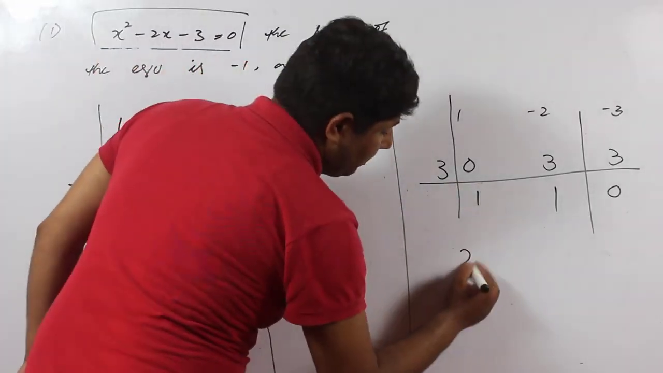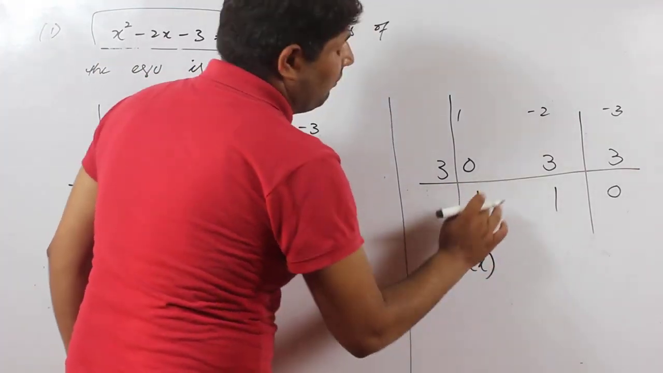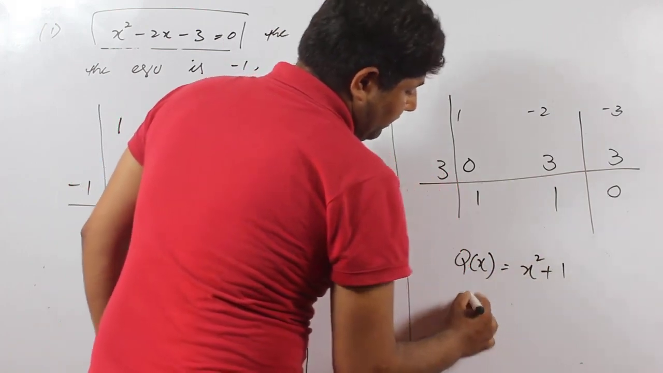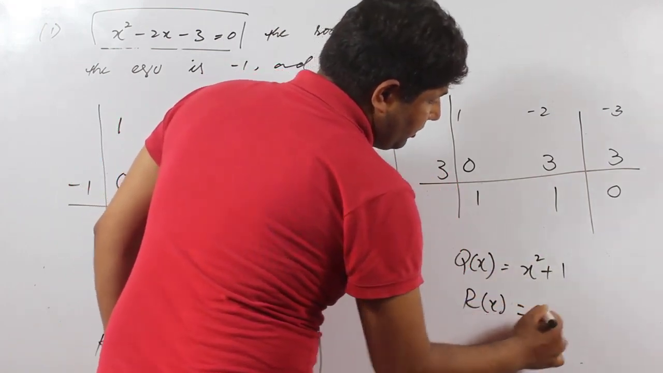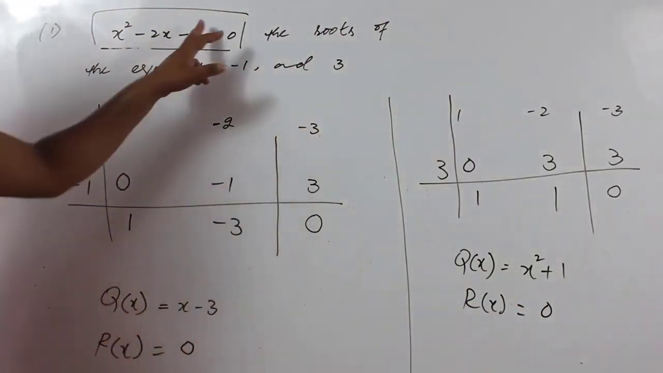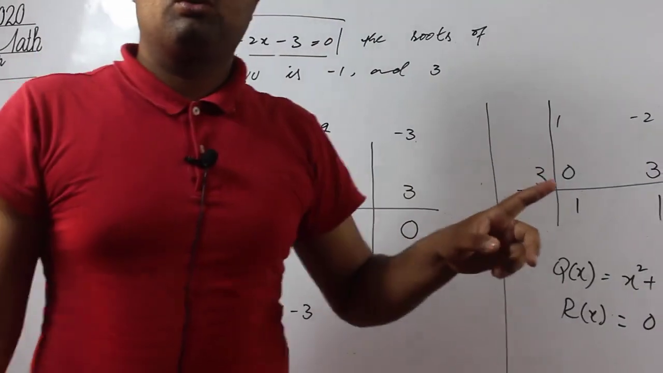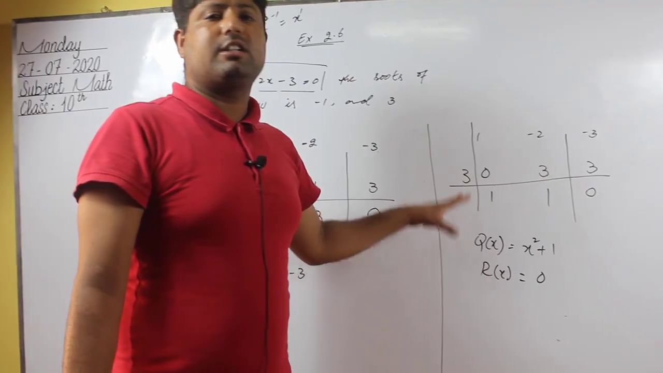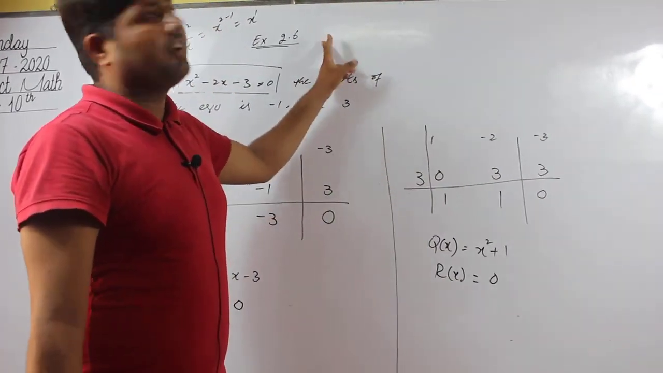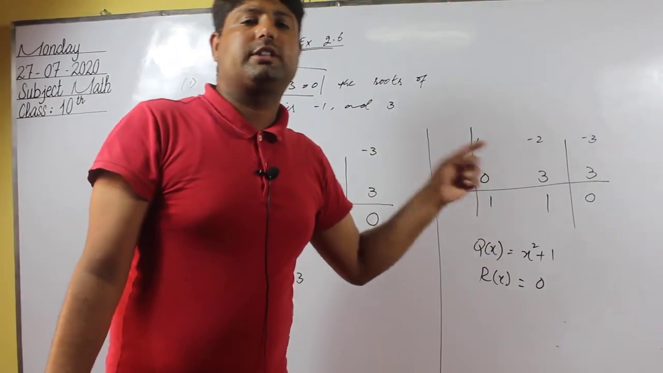We write the quotient q of x is equal to x plus 1 and the remainder of x is equal to 0. Students, solve question number 1 and question number 2 by the same method, the same pattern. Apply the same method on question number 1 and question number 2 and solve them.